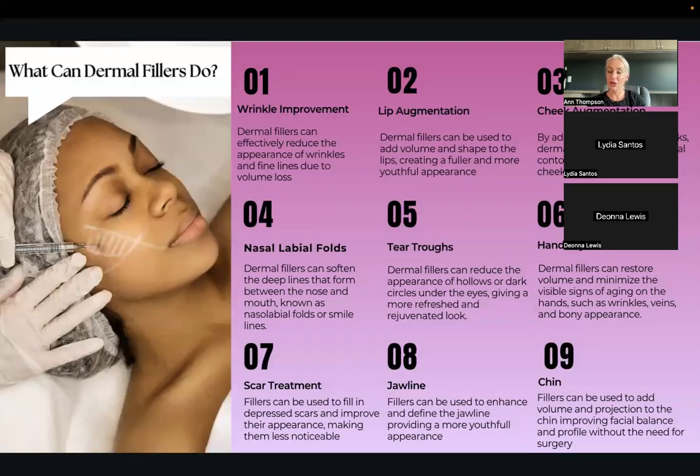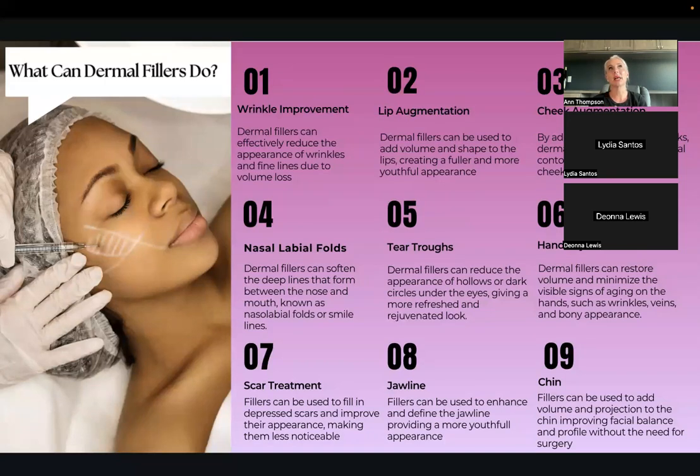These are all the different areas that you can put filler, and it can be used for a lot of different things. It can be used in the nasolabial folds. It can be used in the tear troughs. You can do lips. You can do cheeks. You can do hand, chin, jawline. You can do all sorts of different things with filler.